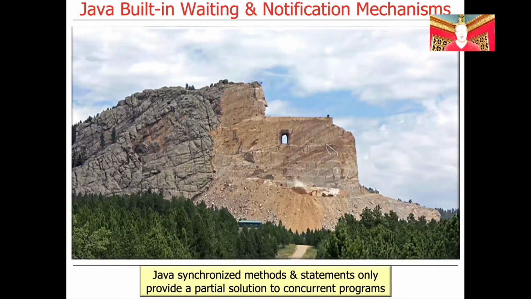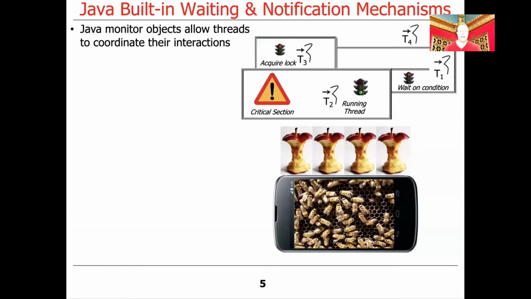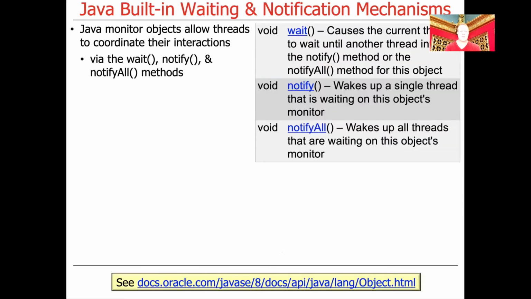So earlier in previous lessons, we talked about how Java synchronized methods and synchronized statements only provide a partial solution for concurrent programs. And what we're going to do now is show how these other mechanisms, the wait and notification methods, allow threads to coordinate their interactions in ways that are more sophisticated and often more efficient than using busy waiting and synchronizers in isolation.